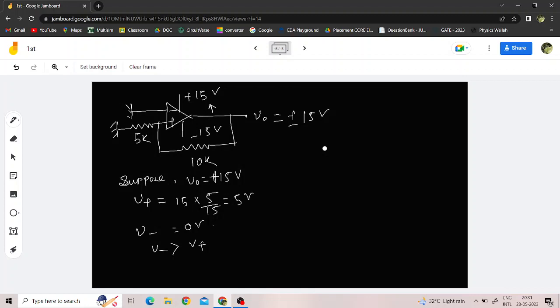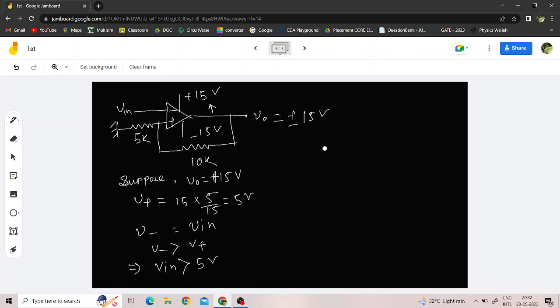Now, sorry, I made a mistake. I did not connect any input here. Let's connect the input here. So V negative will be V in, otherwise the circuit will be of no use. Okay, so V in must be greater than 5 volt to change the output from plus 15 to minus 15 volt.